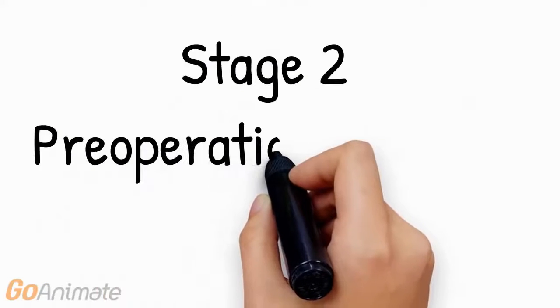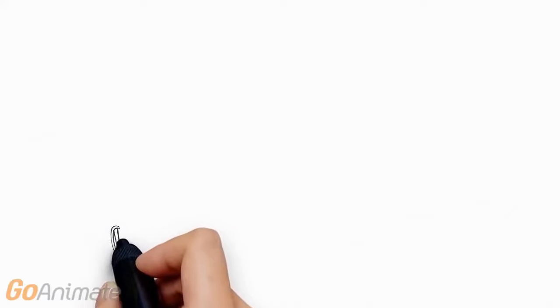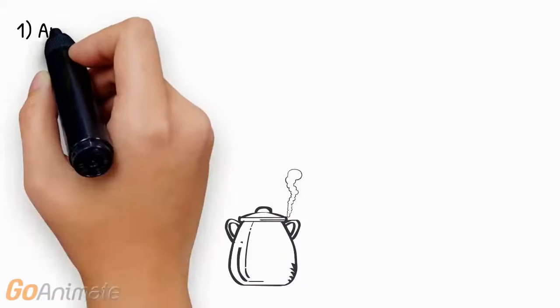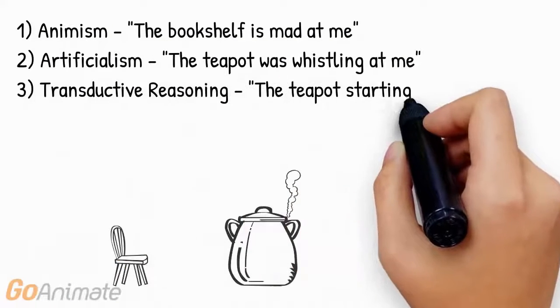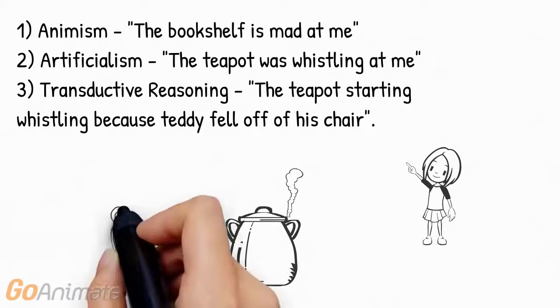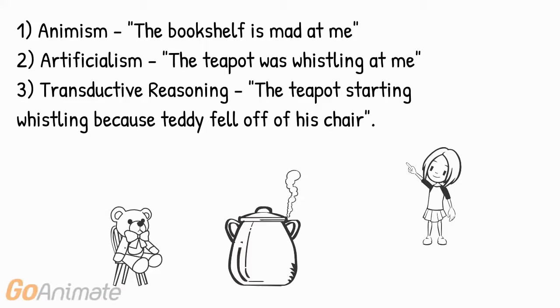Stage 2 is the pre-operational stage and occurs from ages 2 to 7 years. Children in the pre-operational stage have beliefs sometimes that objects can have human-like emotions. This is called animism. And children also believe that objects or things in their surroundings can have intentions and human-like actions, which is called artificialism.